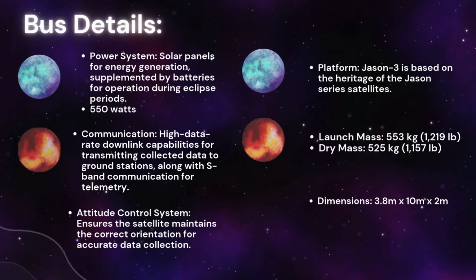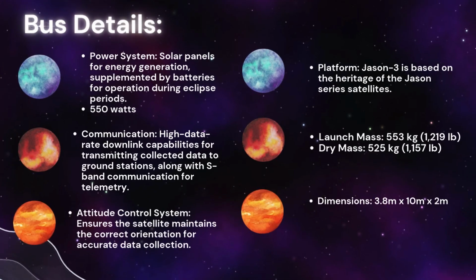And the bus details for the power system: solar panels for energy generation supplemented by batteries for operation during eclipse periods, and it has 550 watts. For communication, high data rate downlink capabilities for transmitting collected data to ground stations, along with S-band communication for telemetry. Altitude control system ensures that the satellite maintains the correct orientation for accurate data collection.